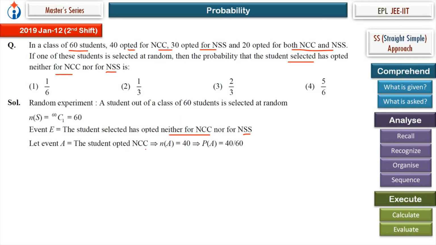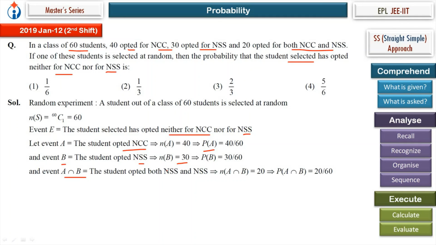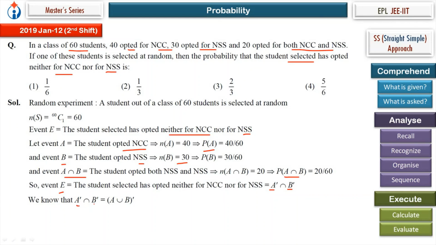So that event is the student who opted for NCC, n of A is equal to 40. So probability of A is equal to this. Event B, NSS. The student opted for NSS, n of B is equal to 30. Probability of B is equal to 30 upon 60. A intersection B, the student opted for both NCC and NSS, and this probability of A intersection B is equal to 20 upon 60. And we know that the probability of the event that the student selected opted neither NCC nor NSS is A dash intersection B dash. And we also know that A dash intersection B dash is the complement of A union B.